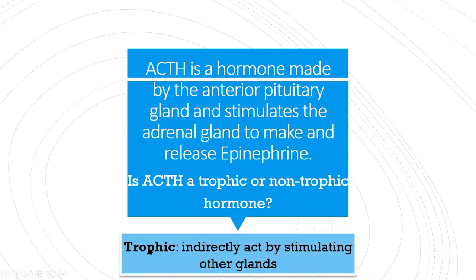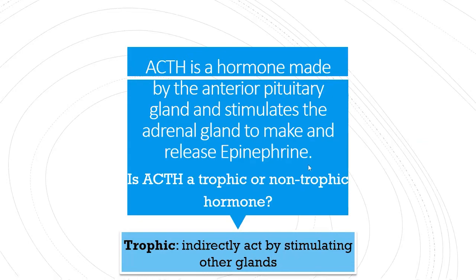All right, so it's going to be a trophic hormone. Remember, that means it's indirectly acting by stimulating other glands. ACTH is made by the pituitary gland, but it's stimulating the adrenal gland. It's not having a direct effect, rather it's stimulating another gland. The next gland in this case is the adrenal gland, which is releasing epinephrine. And epinephrine here would be considered a non-trophic hormone because it's actually going to be having a direct effect.